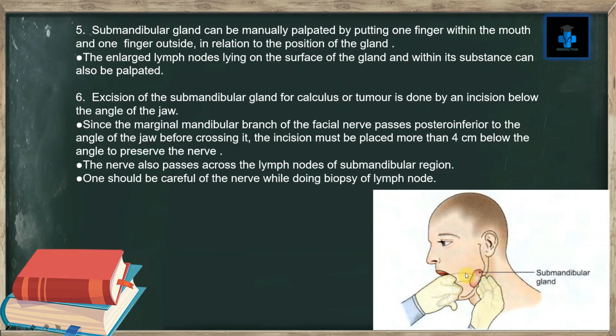Number 6. Excision of the submandibular gland for calculus or tumor is done by an incision below the angle of the jaw. Since the marginal mandibular branch of the facial nerve passes posterior-inferior to the angle of the jaw before crossing it, the incision must be placed more than 4 cm below the angle to preserve the nerve. The nerve also passes across the lymph nodes of submandibular region. One should be very careful of the nerve while doing biopsy of lymph node also.